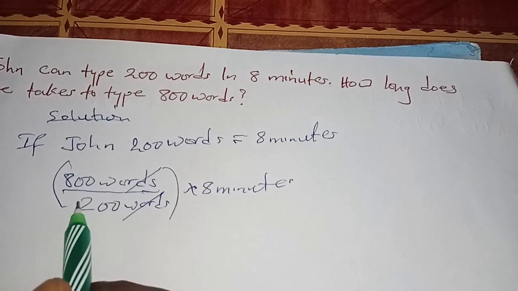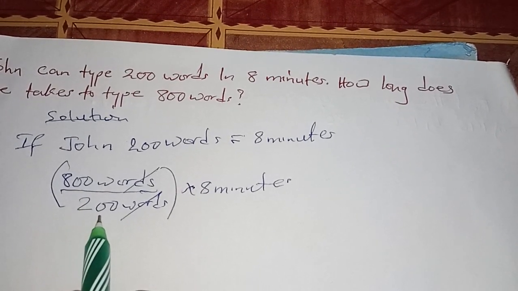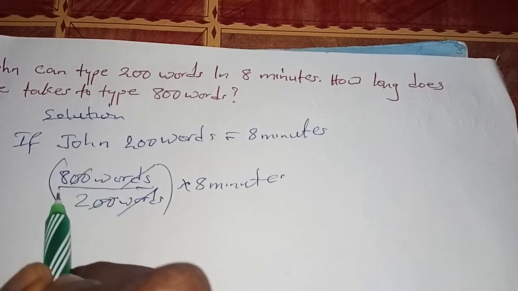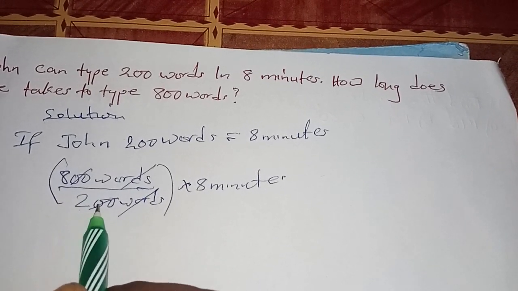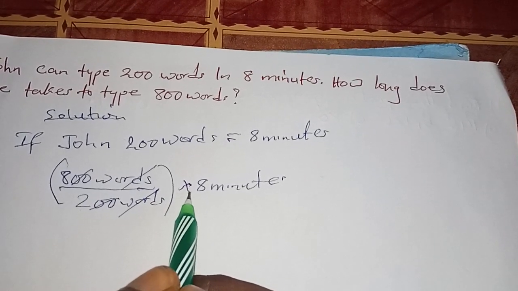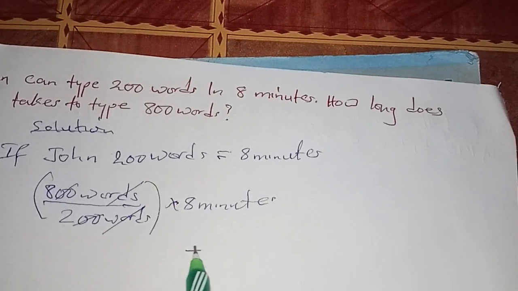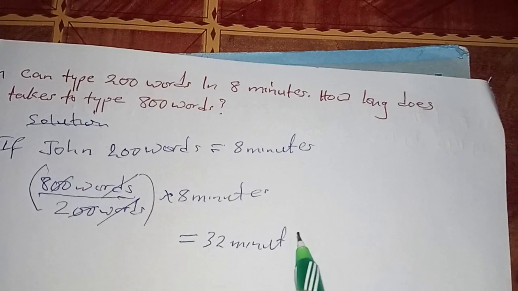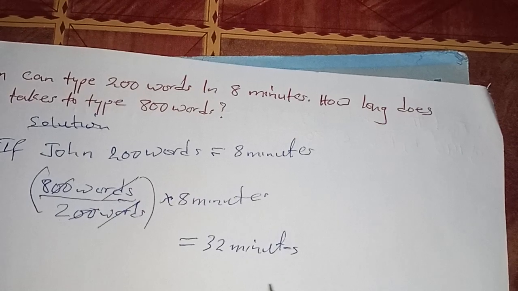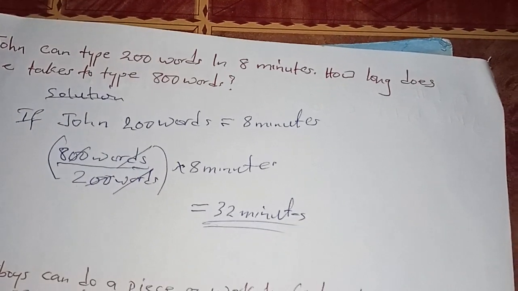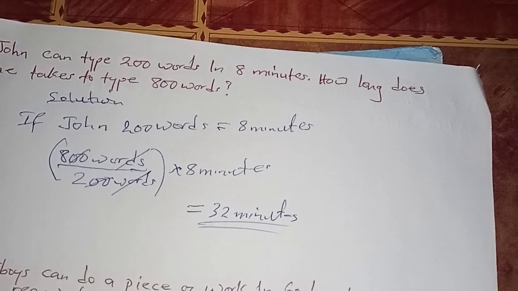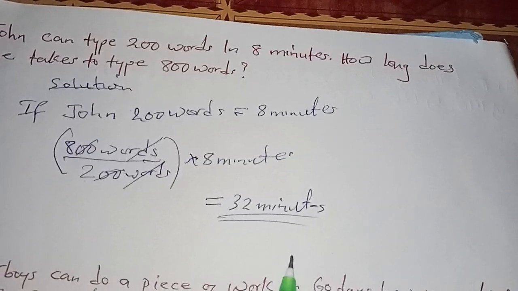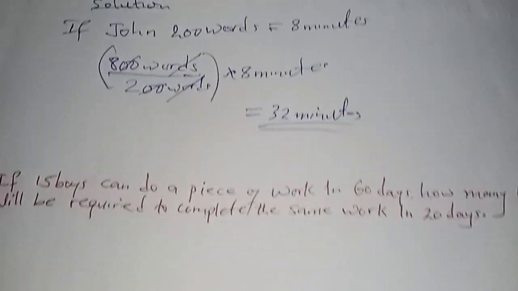Now 800 divided by 200 is just 4, because 20 cancels this 20, so 8 divided by 2 is 4. 4 times 8 will just be 32. So your answer for this question is 32 minutes. So John can type 800 words in 32 minutes. Very good. So we move to the next question.